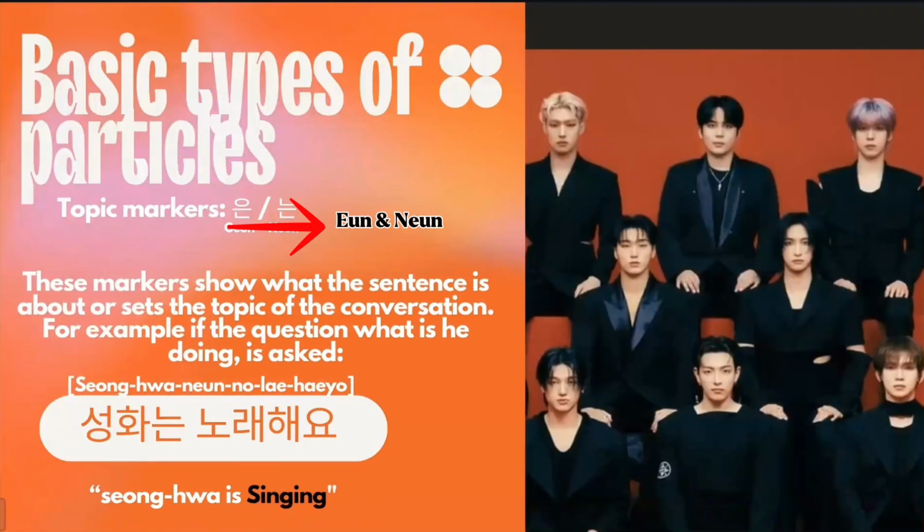Basic types of particle. Here we have topic markers, eun and neun. These markers show what the sentence is about or set the topic of the conversation. For example, if the question "What is he doing?" is asked, it shows that we want to know what Sangwa is doing. In Korean, that becomes Sangwa는 노래예요. The topic marker got put on Sangwa.